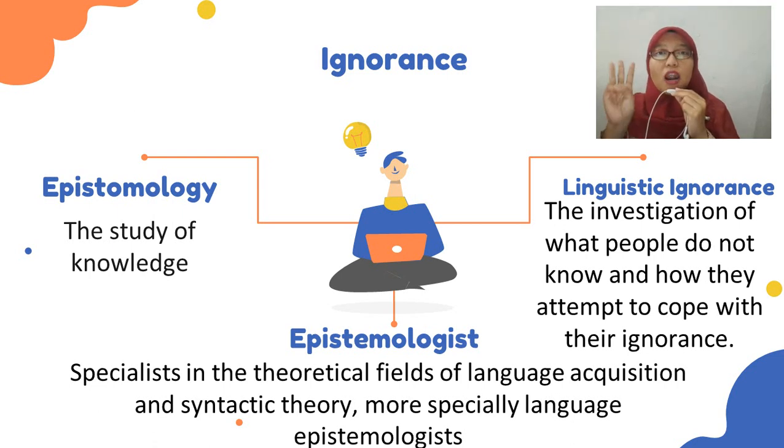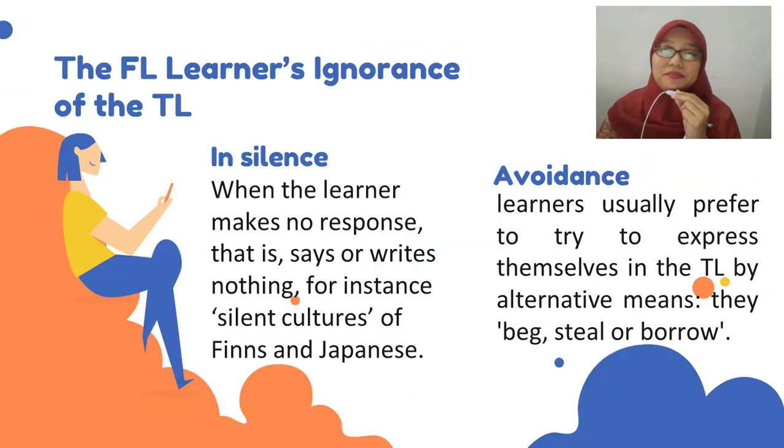In ignorance, there are three terms that you should know. The first one is epistemology. Okay, what is epistemology? Epistemology means the study of knowledge. And then how about epistemologists? Epistemologists means specialists in the theoretical fields of language acquisition and syntactic theory, more especially language epistemologists. Next is linguistic ignorance. It means the investigation of what people do not know and how they attempt to cope with their ignorance.